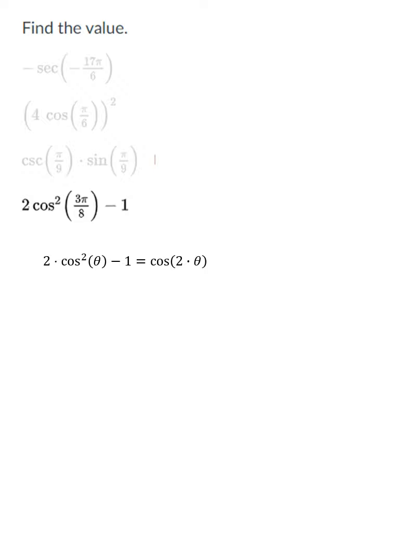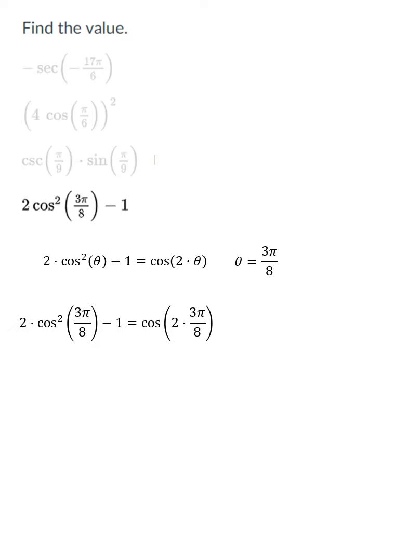If this is true for any value of theta, then it's specifically true when theta is 3 pi over 8. So substituting 3 pi over 8 in for theta gives me this. Now look at the bottom equation. The left side is the one I want the answer to, but can't compute directly. The right side, which is equal to the left side, is something I can compute. So by computing the right side, I am computing the left side.